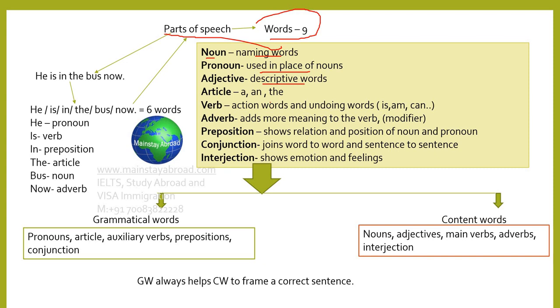Articles are a, an and the. For verbs, we have action words and doing words, which are based on auxiliary forms or helping verbs. Then the adverb adds more meaning to a verb and becomes a modifier. A preposition shows the relation and position of a noun and pronoun. A conjunction joins word to word and sentence to sentence. An interjection always shows emotion and feelings. So this is the beauty of parts of speech, a brief understanding of it.